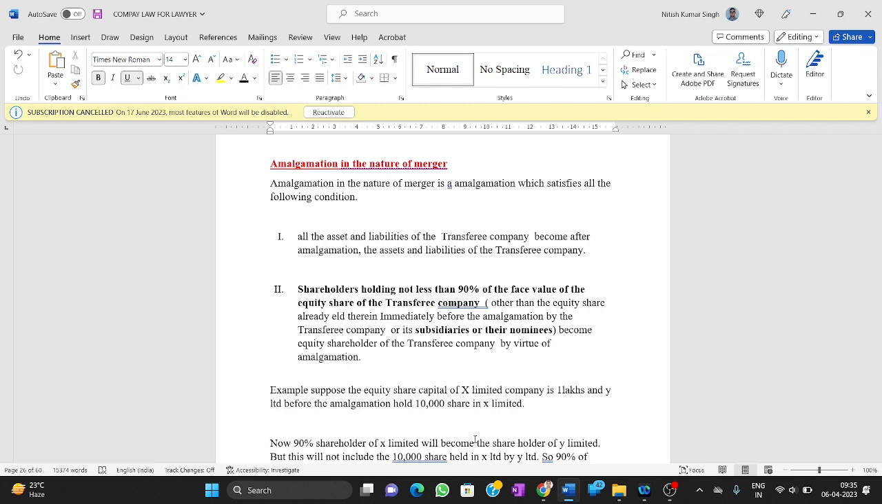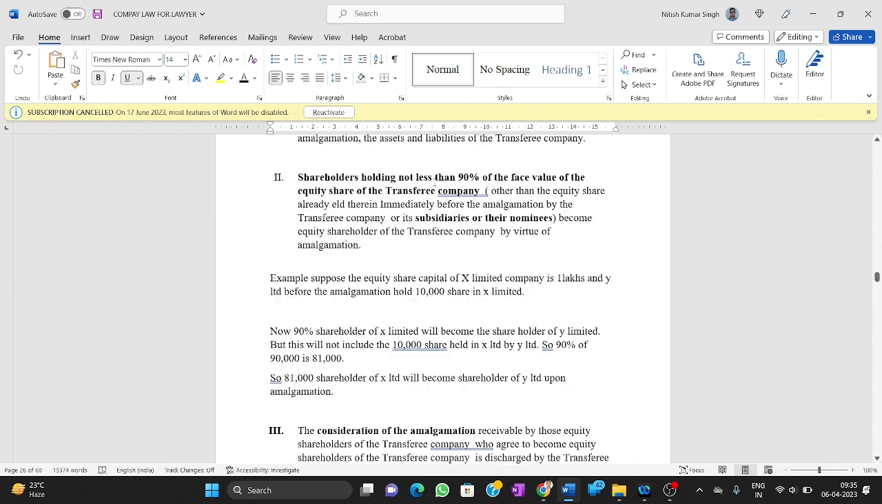Now let's talk about amalgamation in the nature of merger. So here all the assets and liabilities of the transferor company get transferred to the transferee company. The second point is that shareholders holding not less than 90% of the face value of the equity shares of the transferor company become equity shareholders of the transferee company by virtue of amalgamation. So here 90% of the shareholders of the transferor company become shareholders of the transferee company. Now let's see this example. Suppose X company has 1 lakh shares and Y company holds 10,000 shares in X Limited company.